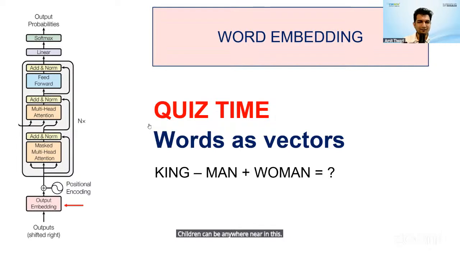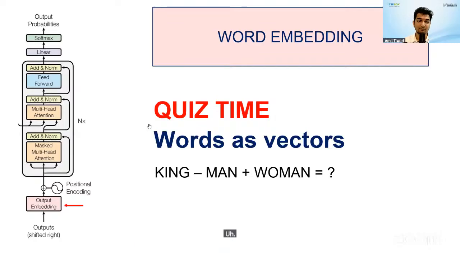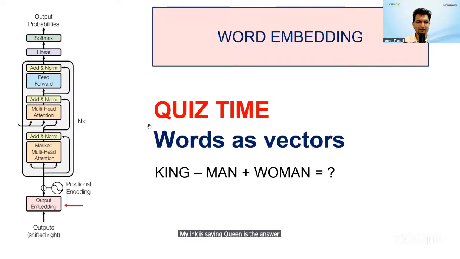All right. So a lot of people are answering. Mayank is saying queen is the answer. Yes. Sujal is also saying queen.